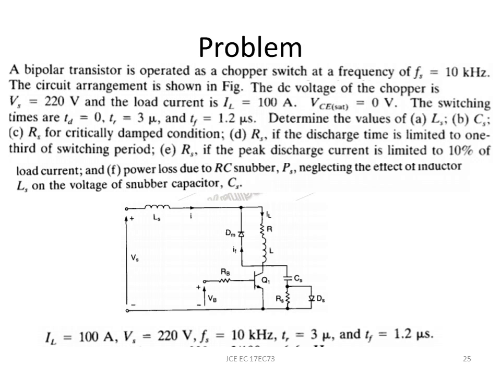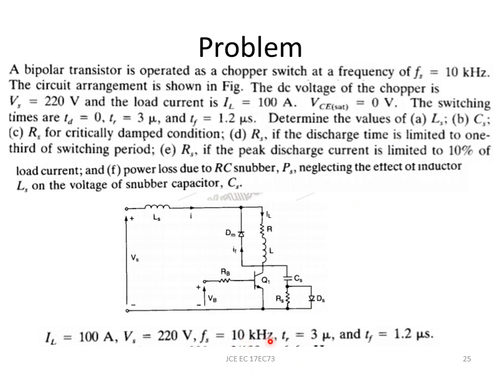So after evaluating the values of Cs, Ls and Rs and also finding the power loss in the snubber circuit, let us look at this problem and try to find the components of the snubber circuit for the given conditions in the problem. So the problem goes like this. A bipolar transistor is operated as a chopper switch. So this will be acting like a chopper on and off at a frequency of Fs equal to 10 kilohertz.